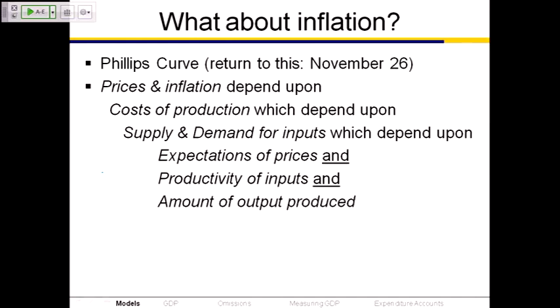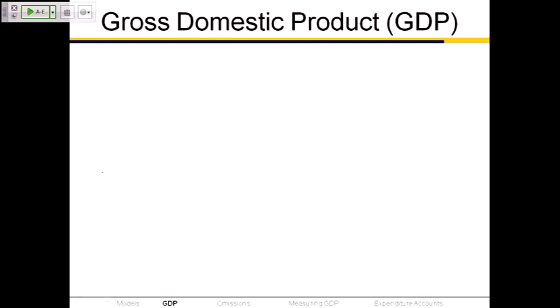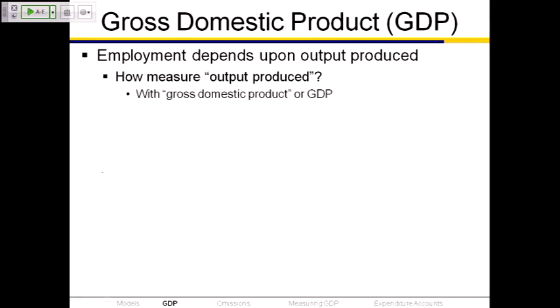Now, I'm not going to explain that slide today because we're going to come back to that on the day before Thanksgiving. So when we talk about inflation, we're going to do it with that model, the Phillips curve model, and we're going to talk about inflation as depending primarily upon the cost of production. Between now and Thanksgiving, we're going to focus on the unemployment question and those links from unemployment to employment to output to aggregate demand. So output is measured with the concept of gross domestic product.